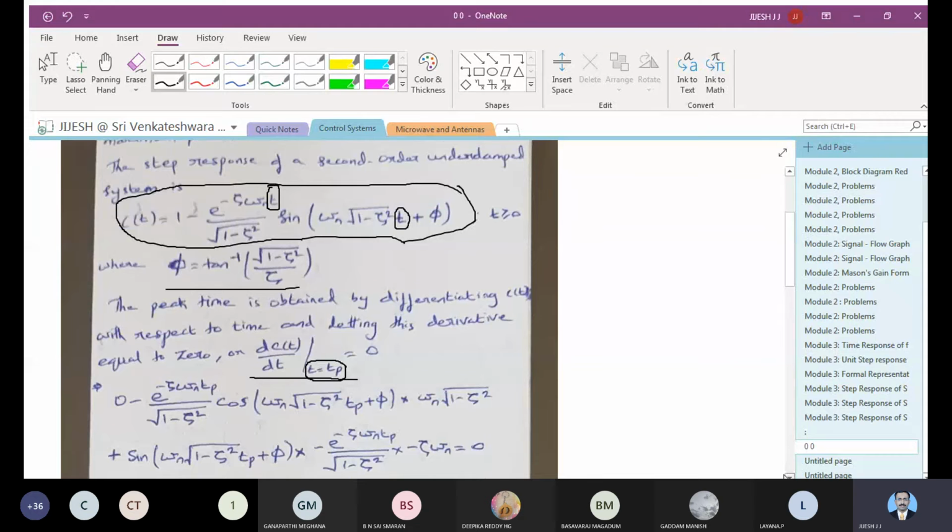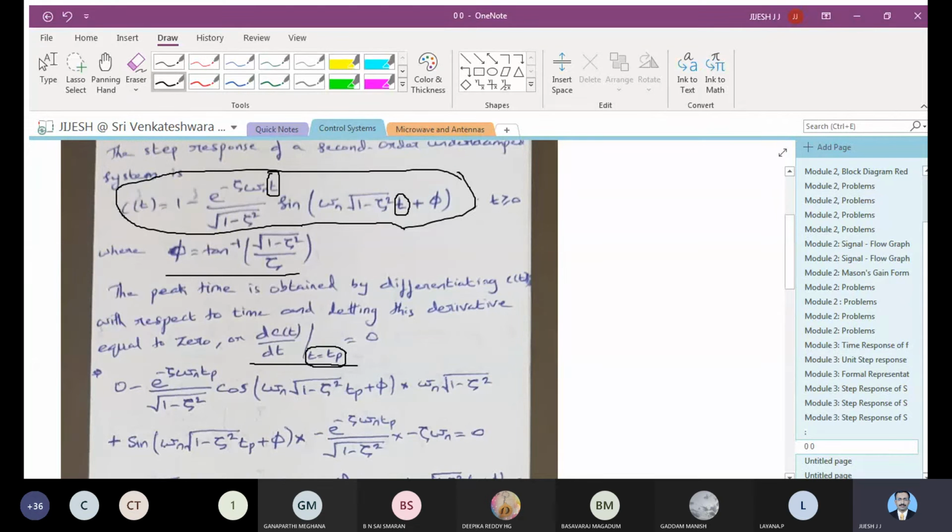I think the second part of the differentiation also you might have done. So it will be 0 minus e to the power of minus zeta omega n Tp divided by root of 1 minus zeta square, cos of omega n root of 1 minus zeta square Tp plus phi, into omega n root of 1 minus zeta square. That is one term, plus you will be getting sine of omega n root of 1 minus zeta square Tp plus phi into e to the power of minus zeta omega n Tp by root of 1 minus zeta square, into zeta omega n, that is equal to 0.